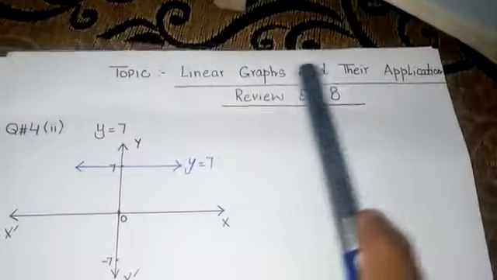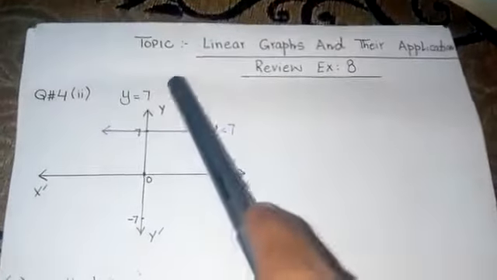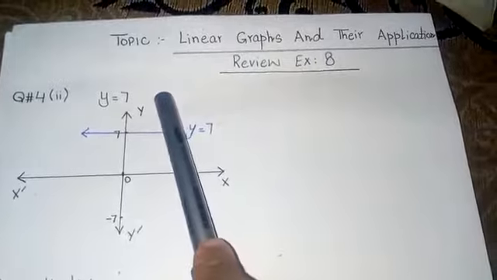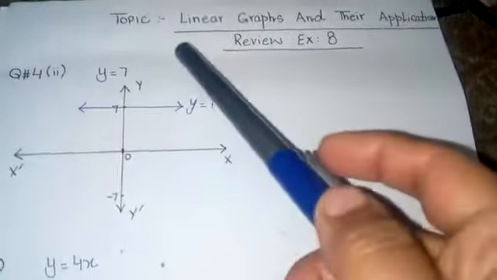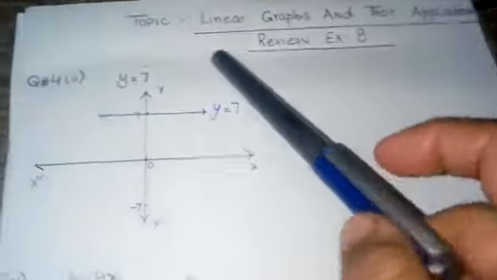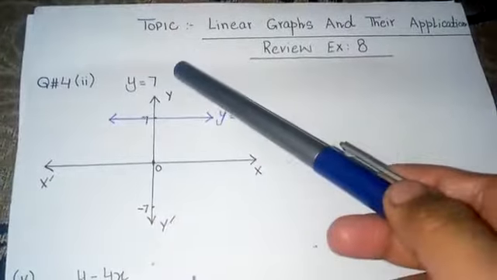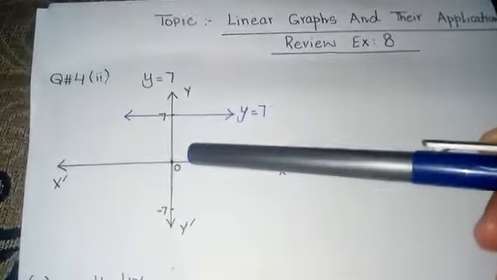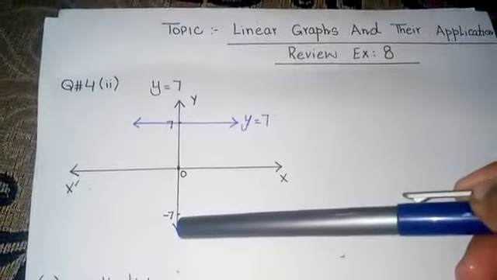Here we have the topic linear graphs and their applications. Review exercise 8, question number 4, second part. And the question is y = 7. Here we only have one value, which is y = 7. When there is no value of x, it means x is 0. So on the x-axis we did not take any value because there is no x. And on y we have taken equal distance on both sides, upward and downward. We have taken the same distance.